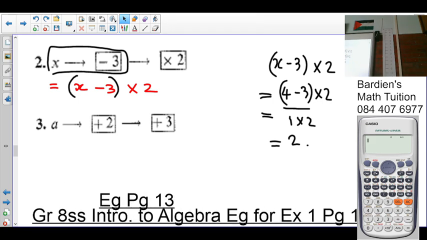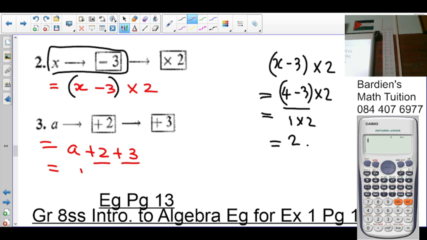Let's look at the next one. We got a plus 2 plus 3. What do I write? A plus 2 plus. Are they like terms? Yes. So what do we have? 2 plus 3 is 5, so we're going to have a plus. Can I add a and 5? Why not? Unlike terms. Right, you guys got it? Nice. Let's go to the next one.